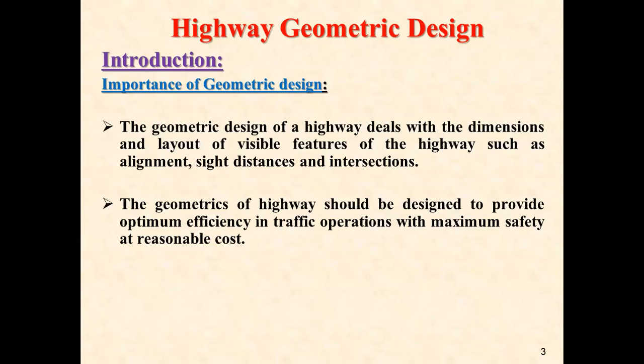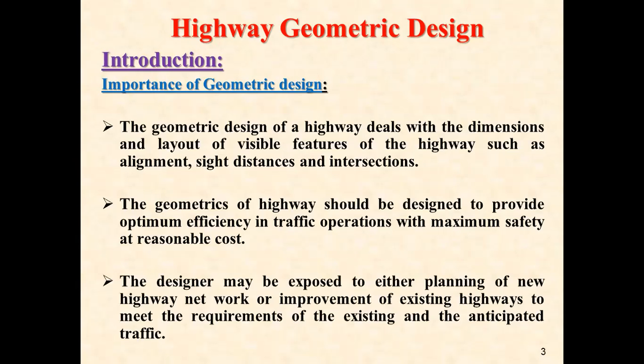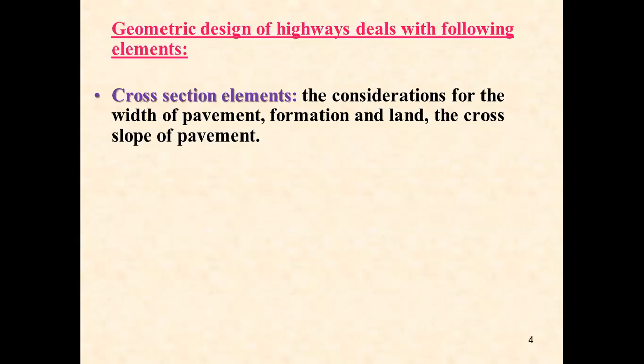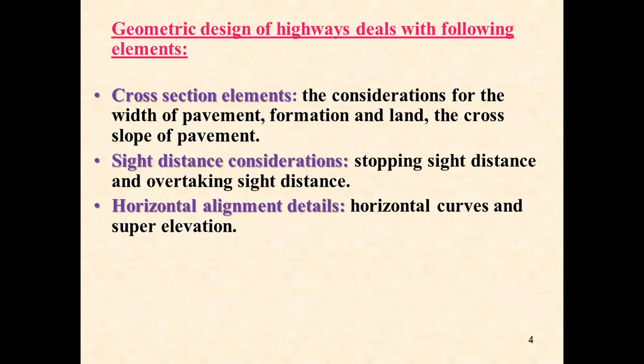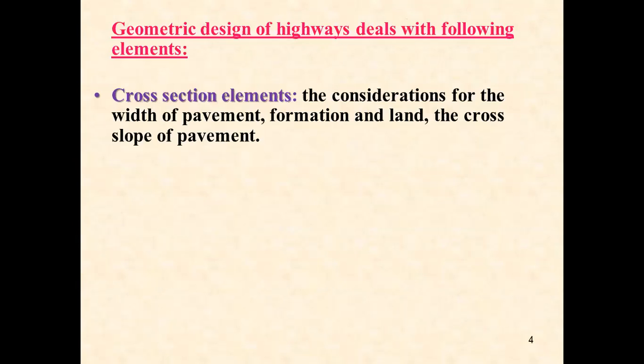So geometric design of highways deals with the dimensions and layout of the visible features of the highway, such as alignments and sight distance at intersections. Geometric design of highways should provide optimal efficiency. The geometric design of highways deals with the following elements.